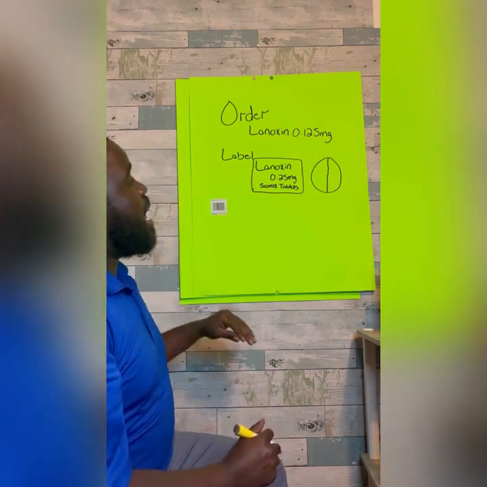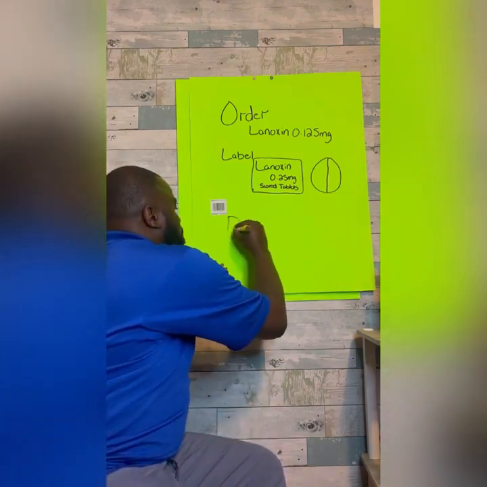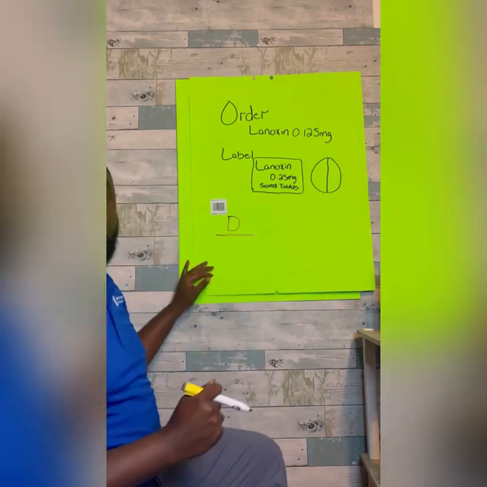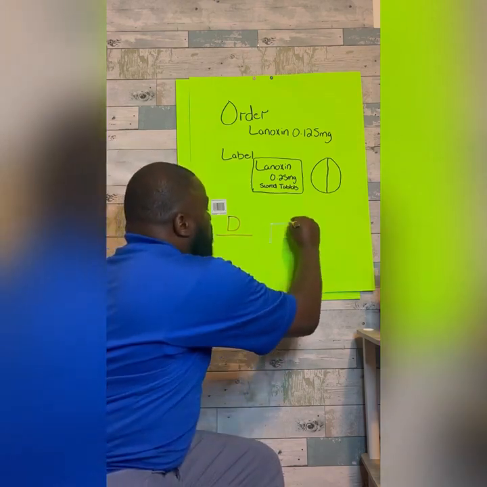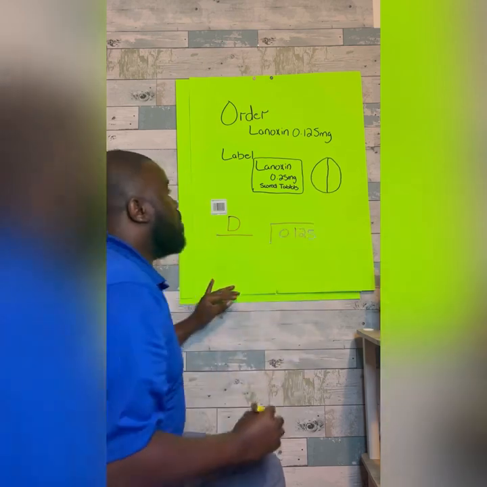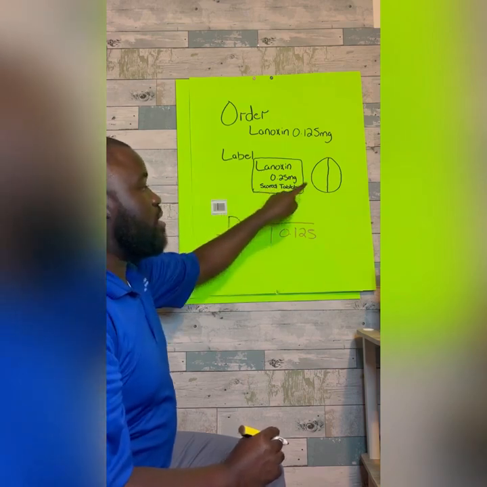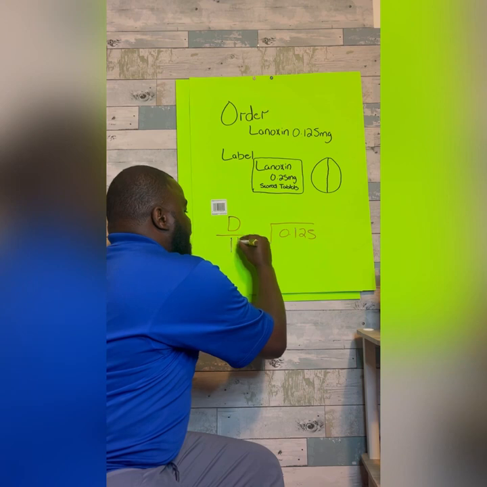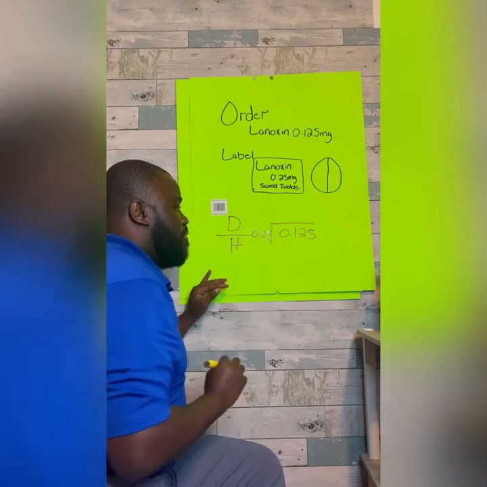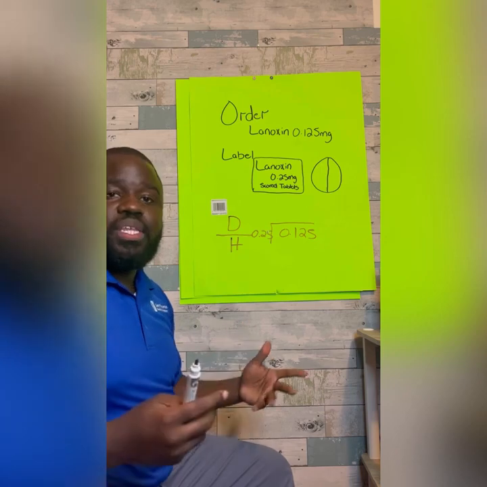Okay, so the doctor has ordered Lanoxin 0.125. That's our desired. We know our desired is 0.125. So let's do long division. 0.125, that's what the doctor has ordered. That's our desired. What we have on hand is 0.25 milligrams. Okay? So basically looking at this, we'll say how many tablets can go into this.